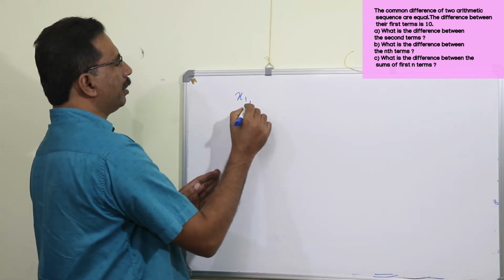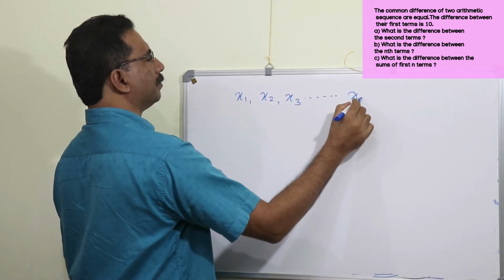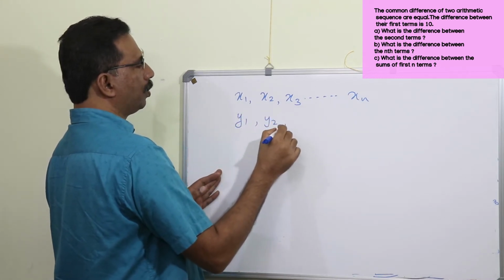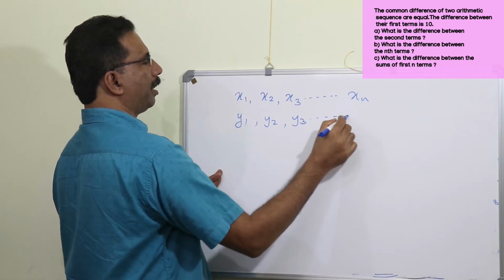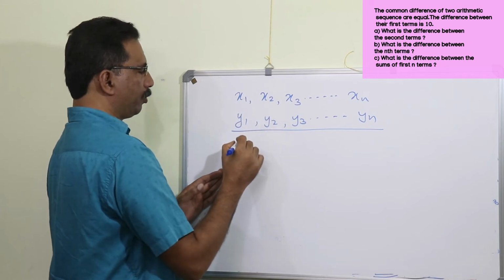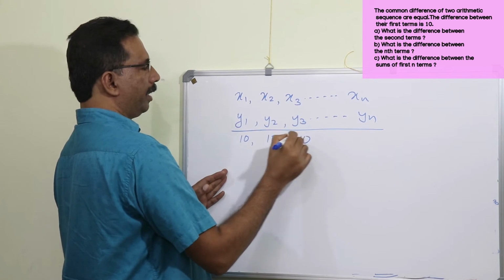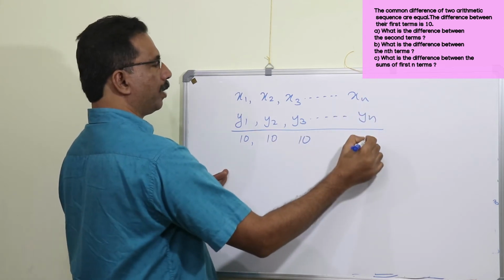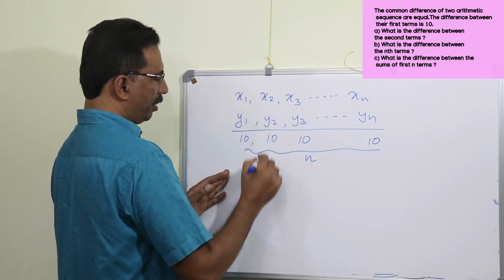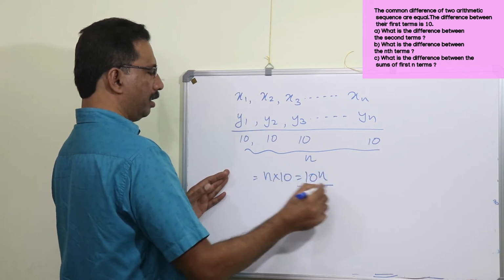We can write it like this: x1, x2, x3, etc., xn. And the second sequence is y1, y2, y3, etc., yn. The difference between these two, x1 minus y1 is 10, x2 minus y2 is 10, x3 minus y3 is 10, and xn minus yn is 10, and there are n terms. Therefore, the difference is n into 10, which is 10n. This is a simple way.